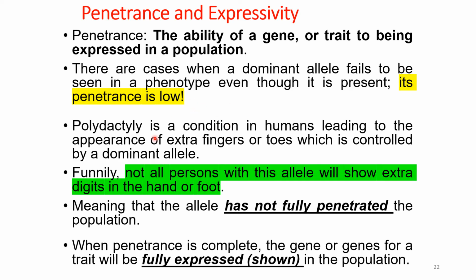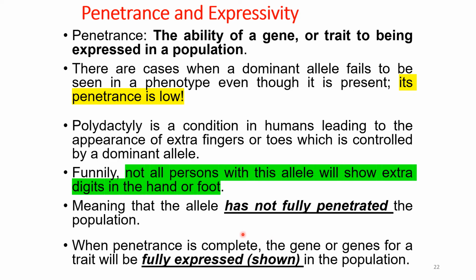An example of such is found in polydactyl. This is a condition that is common in humans and is also found in several animals like the chicken, and is manifested in the appearance of an extra digit, finger or toe, and this is controlled by a dominant allele. Unfortunately, not all people that are carriers of this gene show the extra digit in the hands or the foot. So in this case, we say that the penetrance is low or it has not fully penetrated the population.